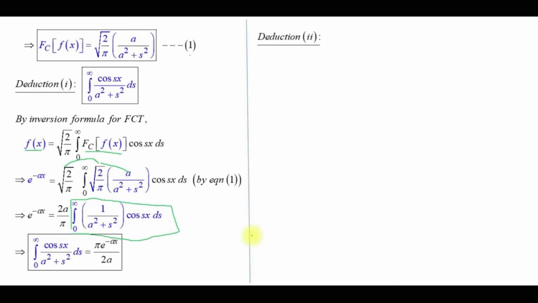Next, deduction of 2. So for deduction of 2, we need to find the value of 0 to infinity dx divided by x square plus a square the whole square. Here, note that the Fourier cosine of f of x has denominator term a square plus s square. Here, a square plus x square the whole square. That is, this term is similar to the Fourier cosine of f of x the whole square. Therefore, we have to apply Parseval's identity.